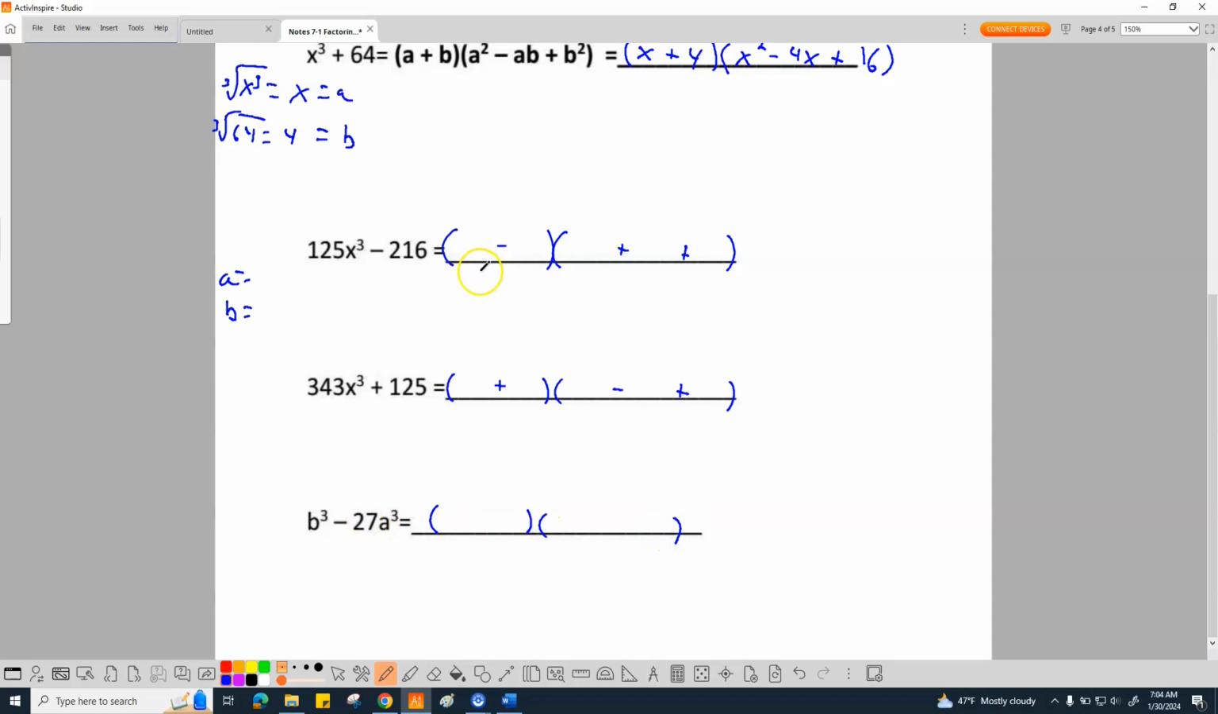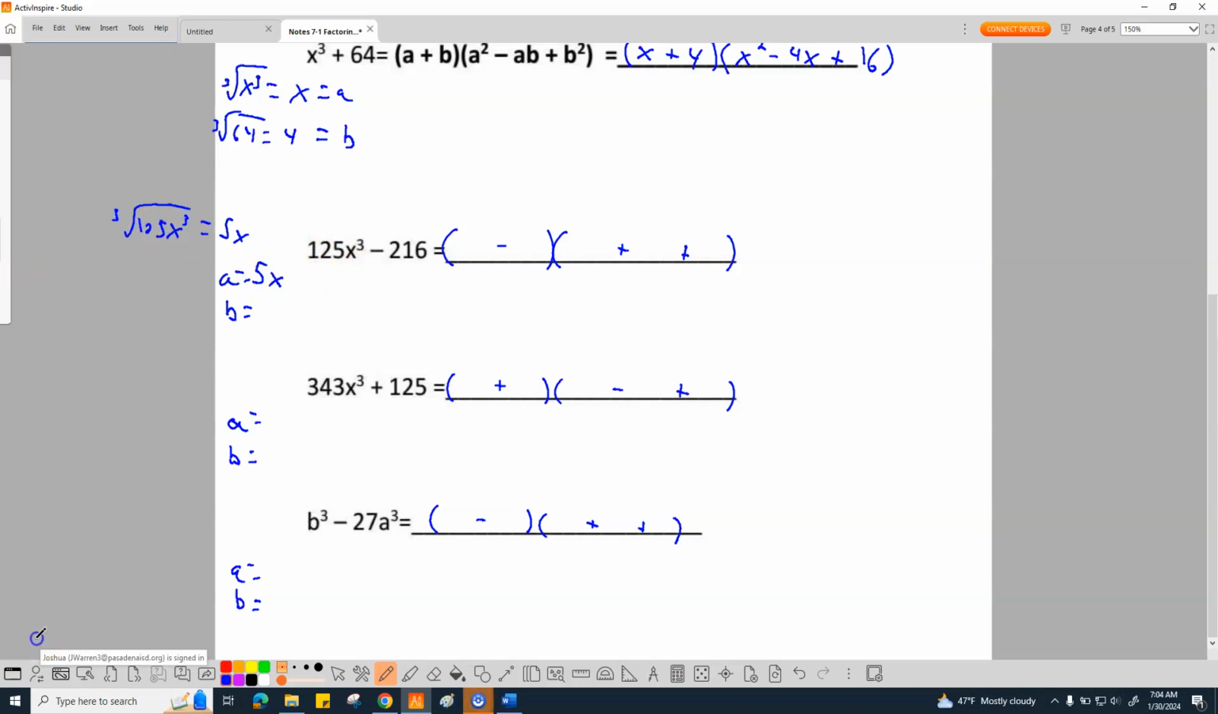And then what is our minus? Our minus is minus plus plus. Plus plus. So let's find our a and b for everything. I know this is kind of grueling, but this is the best way to solve these, I think. So just write down your a and b. For my a on this one, I have to take the cube root of 125x cubed, which is actually 5x. The cube root of 125 is 5. The cube root of x cubed is x.